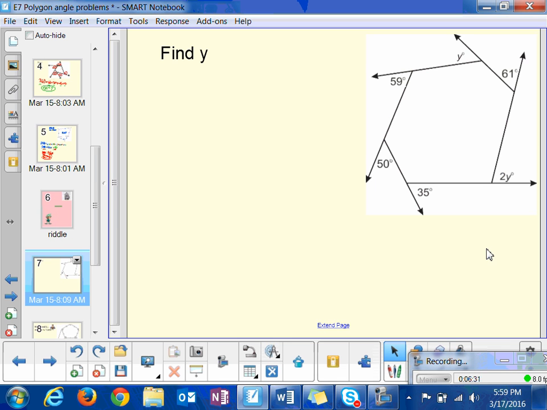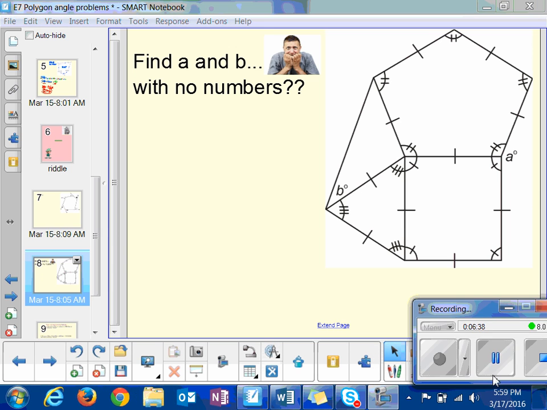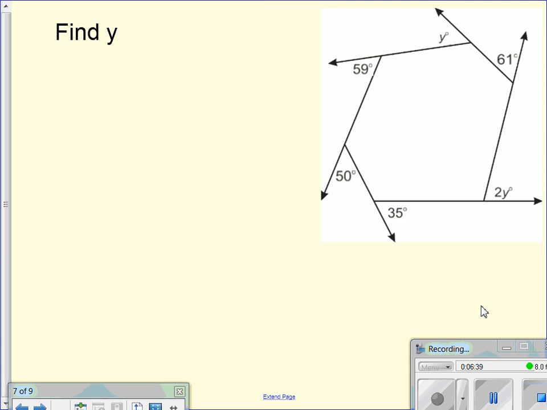All right, on to the next one. Find y. We're going to skip that one. On to this one. Sorry, a little confusion there. We're not going to skip this one.